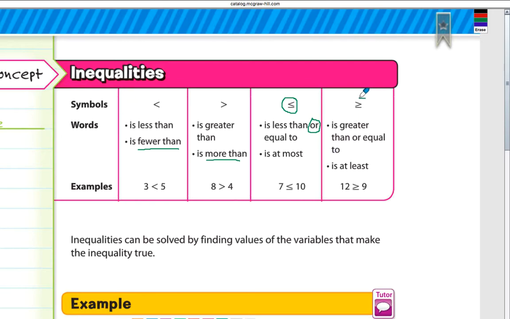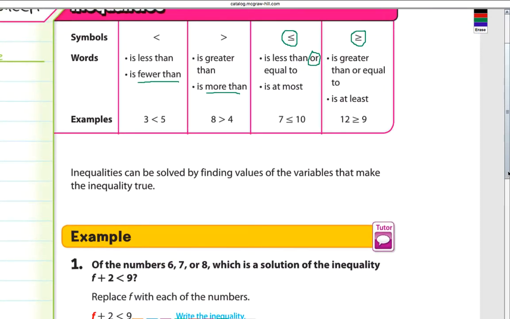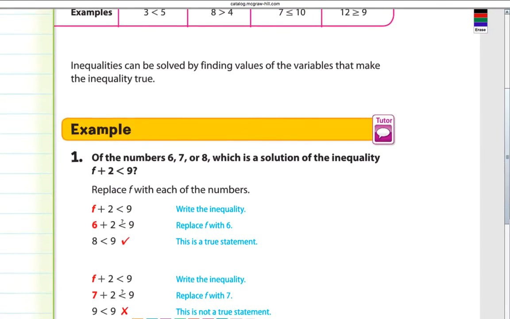Then we have a greater than symbol with an equal to bar as well. This one says that a number is greater than or equal to something else. So as long as one of them is true, then this whole inequality works. Let's take a look at what that's going to look like as we practice with numbers. So I'm going to scroll down here to example 1.